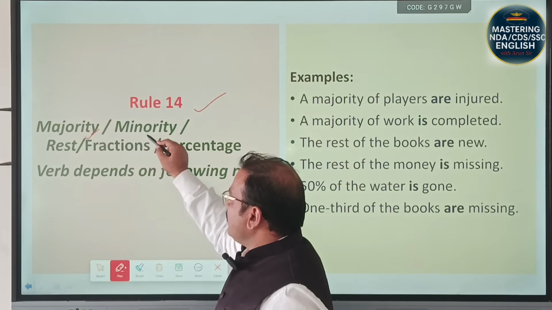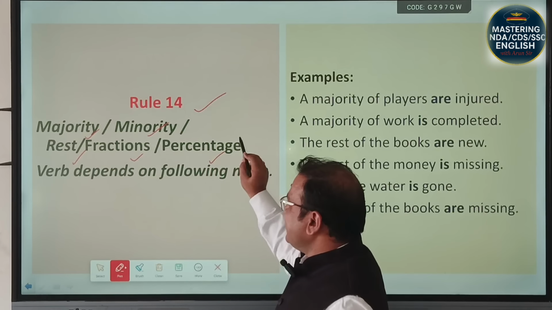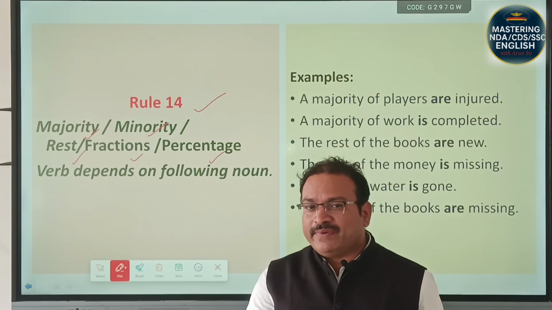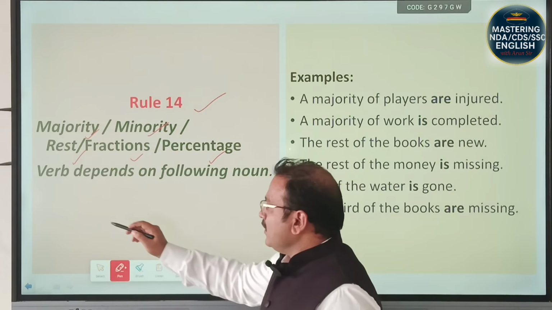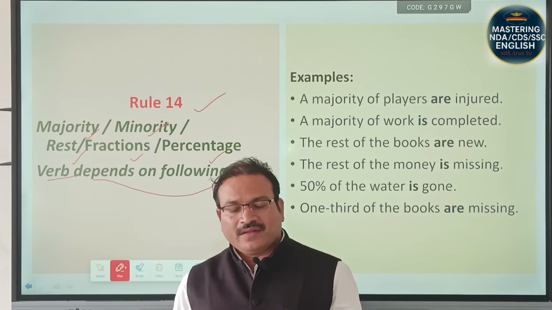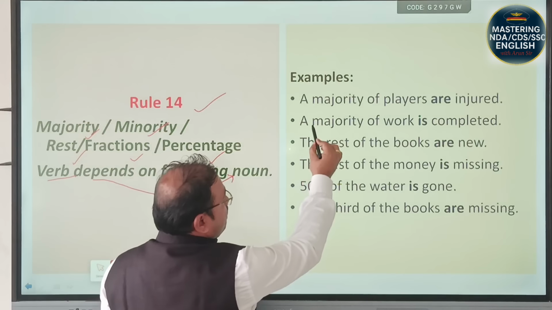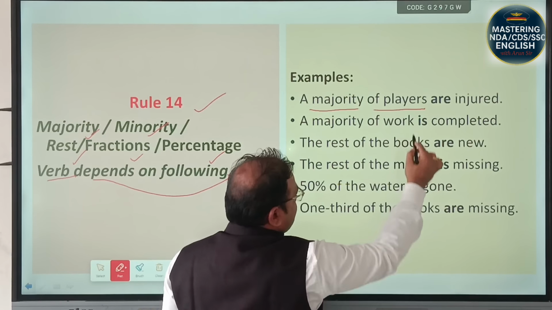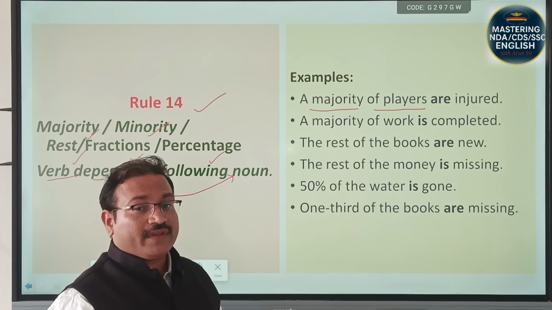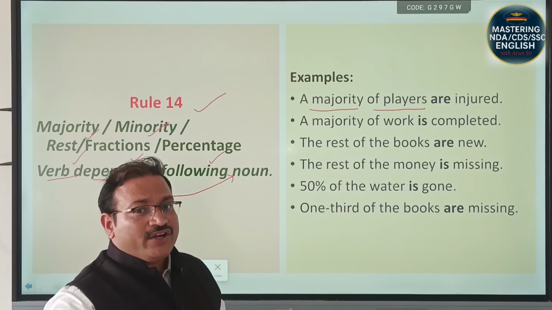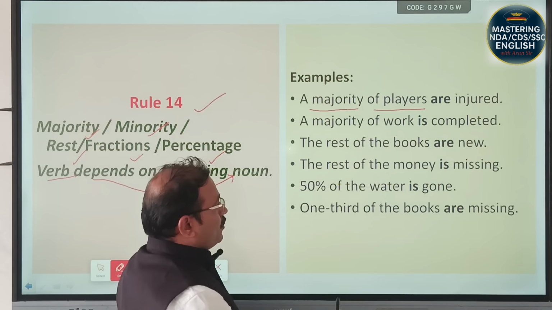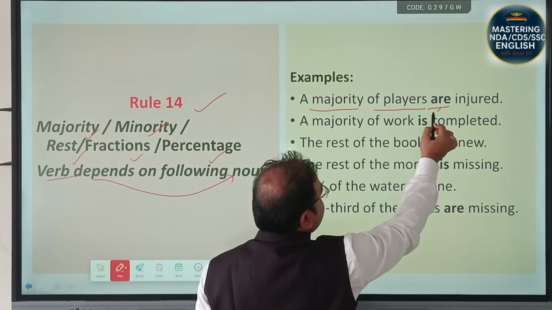Majority, minority, rest, fractions, percentage. If you find these expressions at the beginning of the sentence, then the verb depends on the following noun. Let us see. A majority of players. Now tell me, are players countable or uncountable? Countable. So a majority of players will be countable, of course plural. So the verb will be plural.